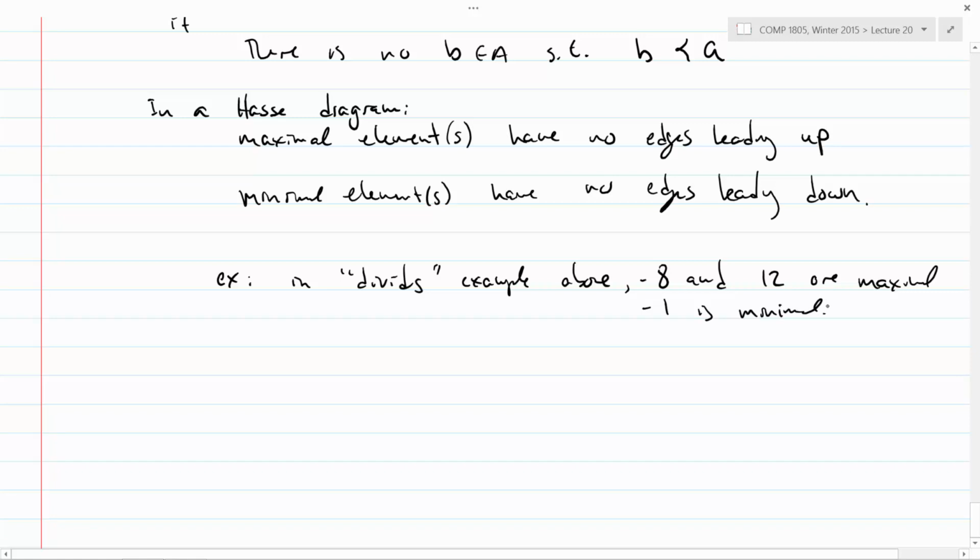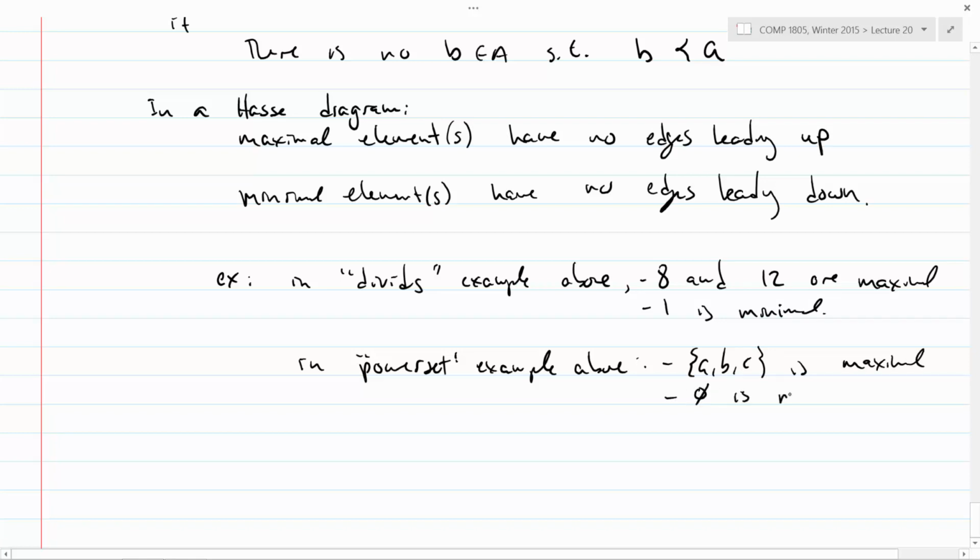What about in the power set example? What's maximal? Yeah, and what's minimal? Yeah. So in the power set example above, {A, B, C} is maximal, and the empty set is minimal. So it's important to remember that you might have more than one. It could be more than one.